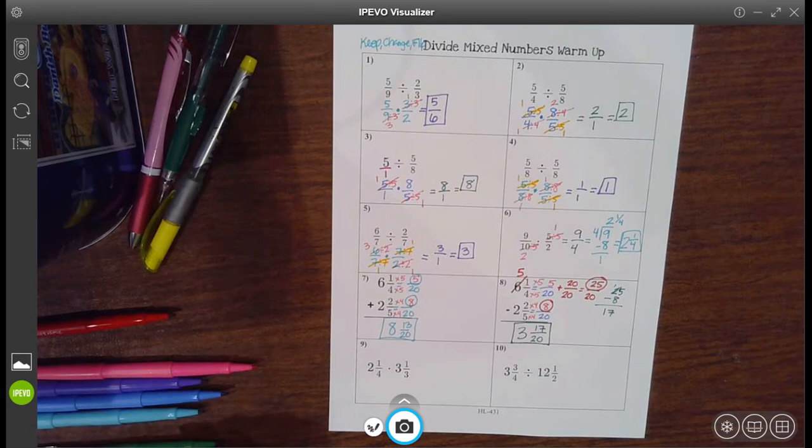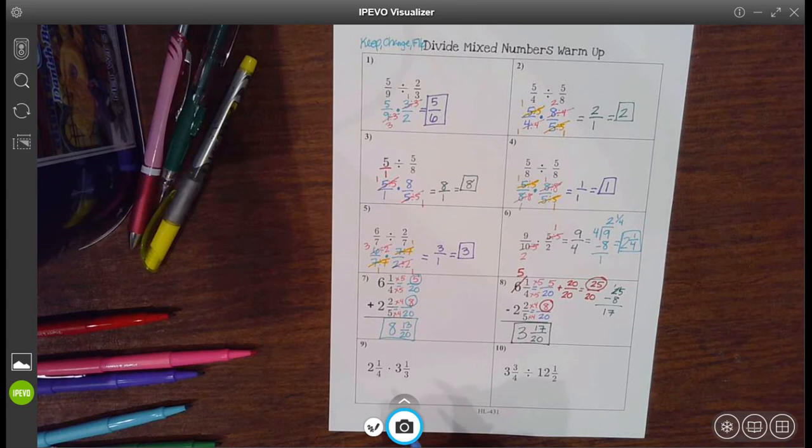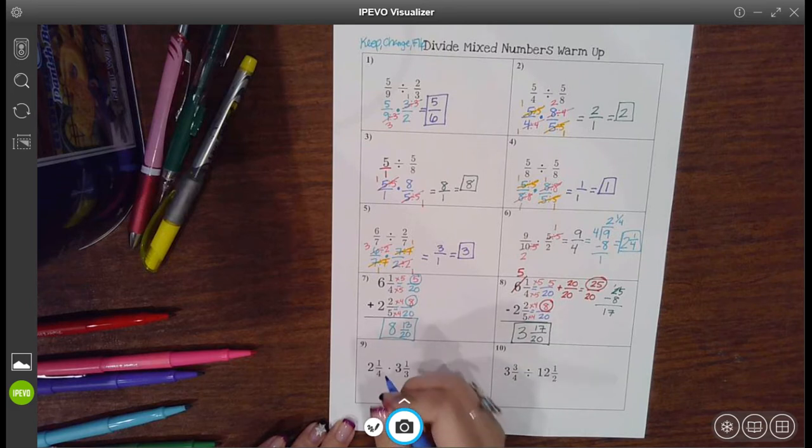For our next one, now we're multiplying. When we multiply with mixed numbers, I want to change the mixed number to an improper fraction. You cannot just multiply the whole numbers in front. It will not work out, okay? So if you tried that, it would be 6 and something, right? Let's change them to improper and see if it comes anything close to that.